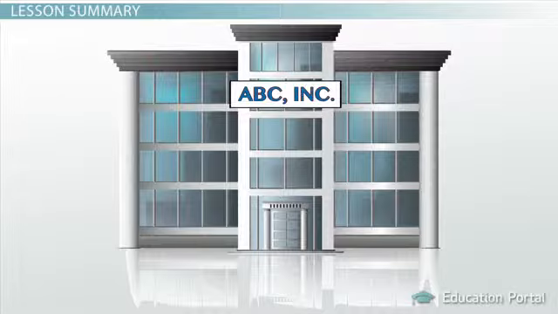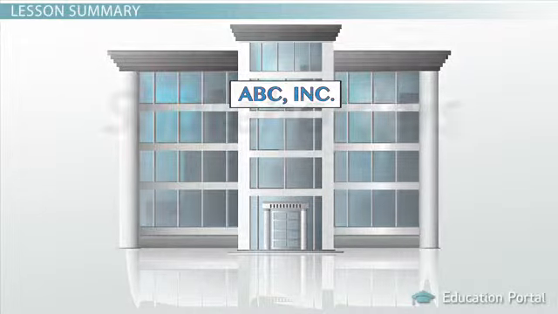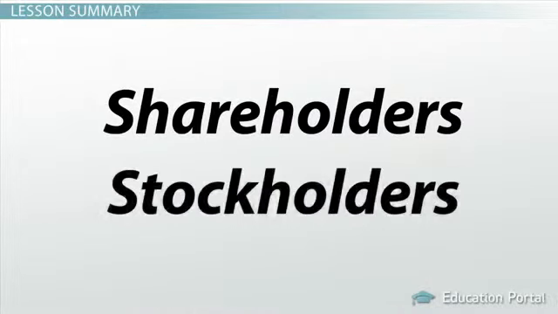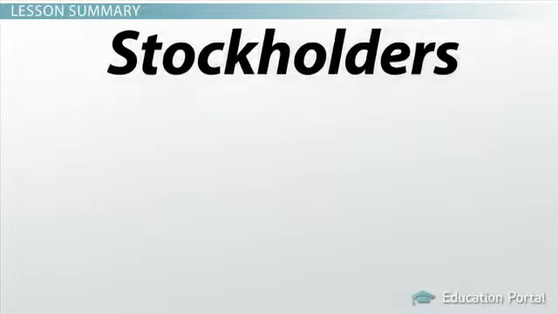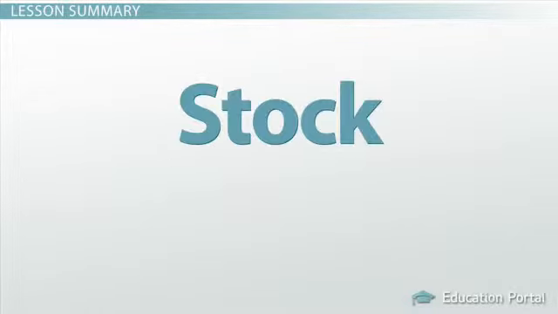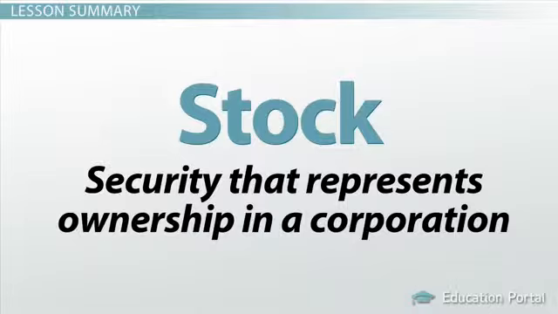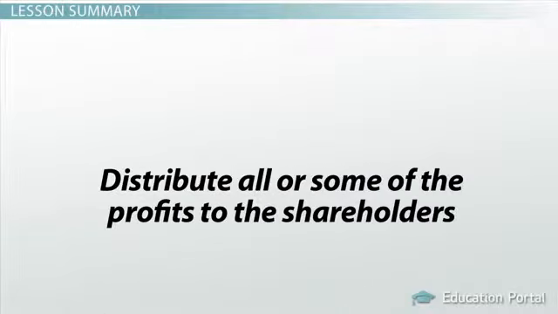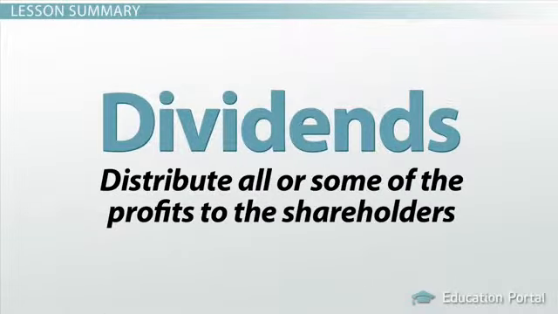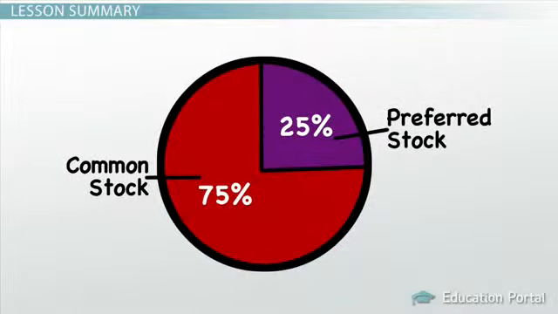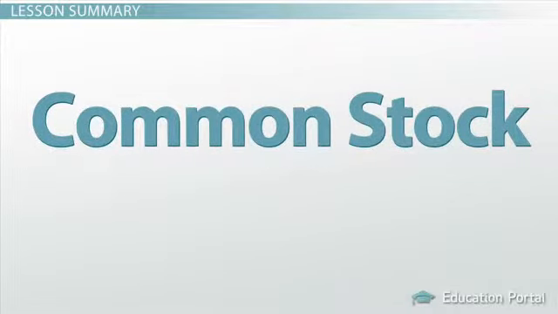Let's review. The owners of a corporation are known as shareholders or stockholders because they each own shares of stock in the corporation. Stock is a type of security that represents ownership in a corporation. When a corporation earns profits, it can distribute all or some of the profits to the shareholders through dividends. There are two main types of stock. The majority of stock is common stock.